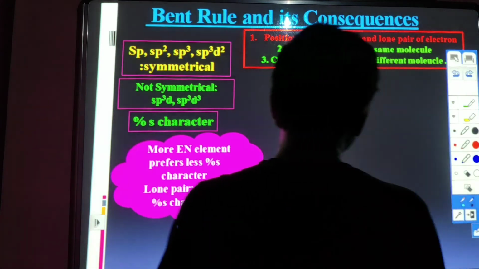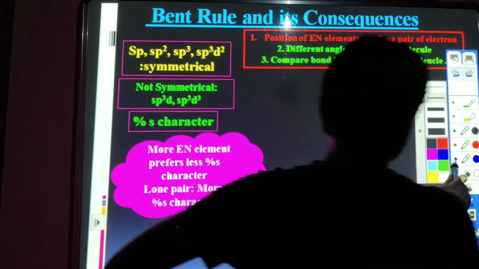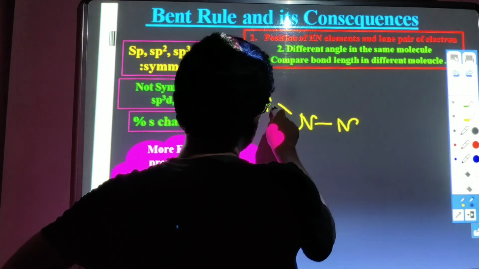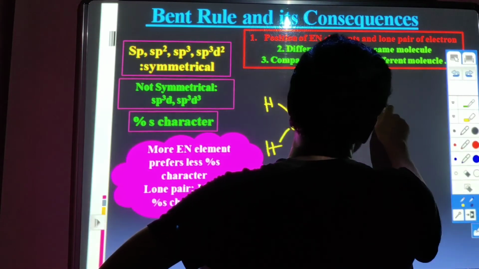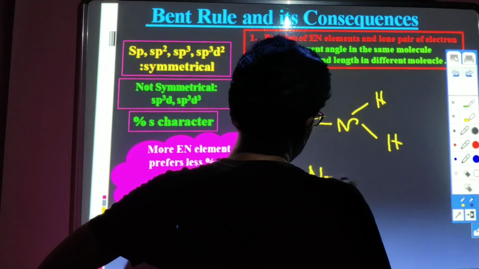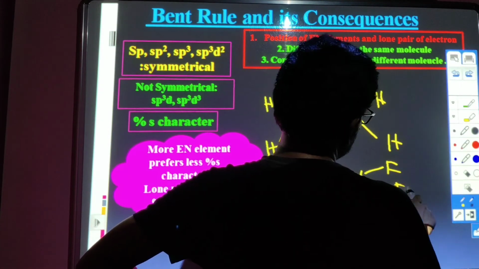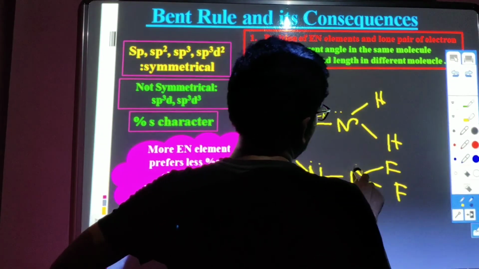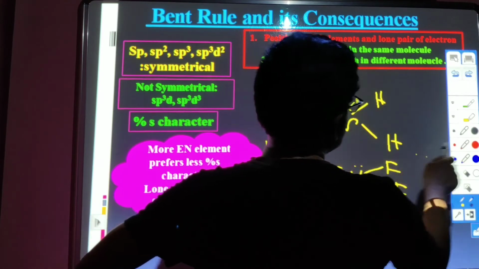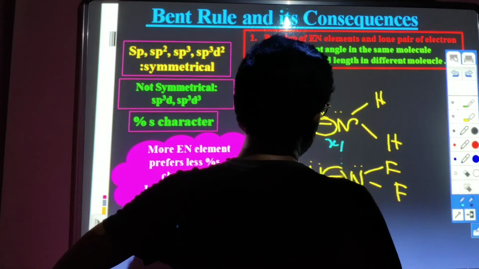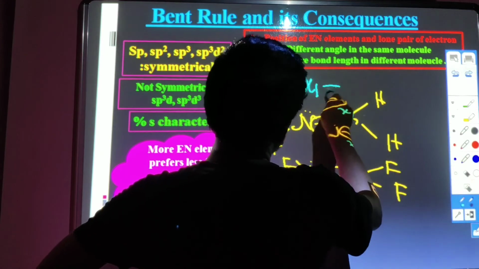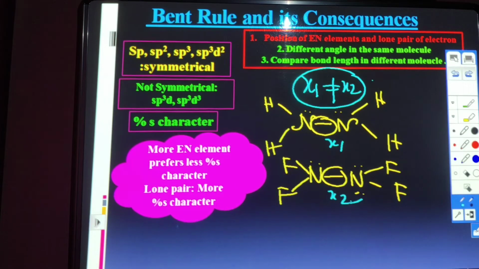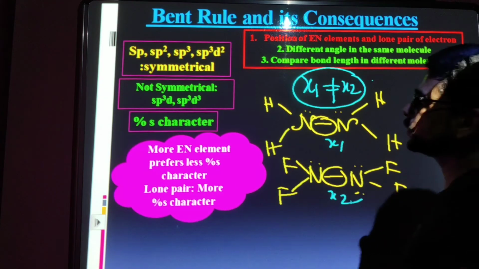And one more thing, the bond length comparison. Let me give you one example. So this is H, this is H, and this is H, this is H, and there are so many examples. If I need to compare the bond lengths, so this is x1 and this is x2. x1 is not equal to x2. Okay, no problem.